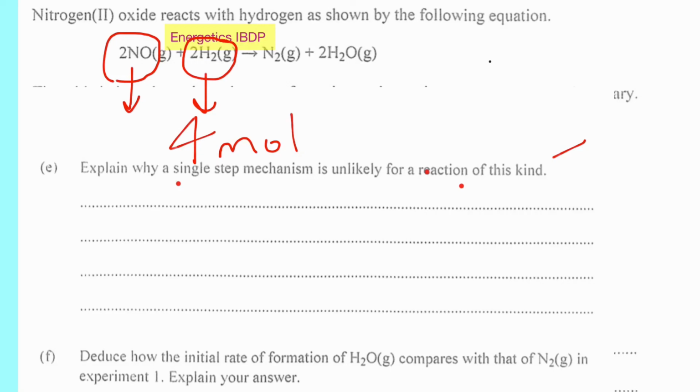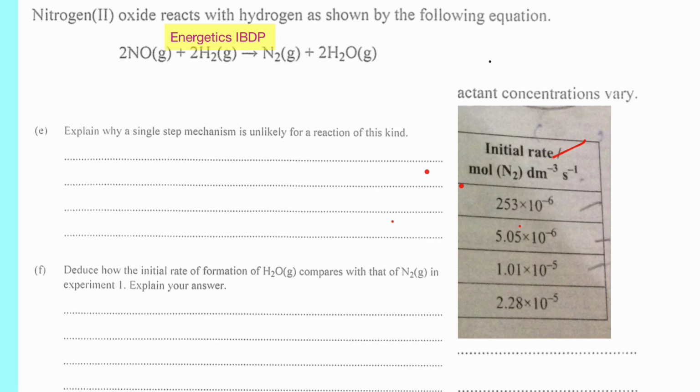Here they have asked part F of the question. Deduce how the initial rate of formation of water compares with that of N2 in experiment 1. Explain your answer. For that we have to see this experimental data. So this equation we have to see.